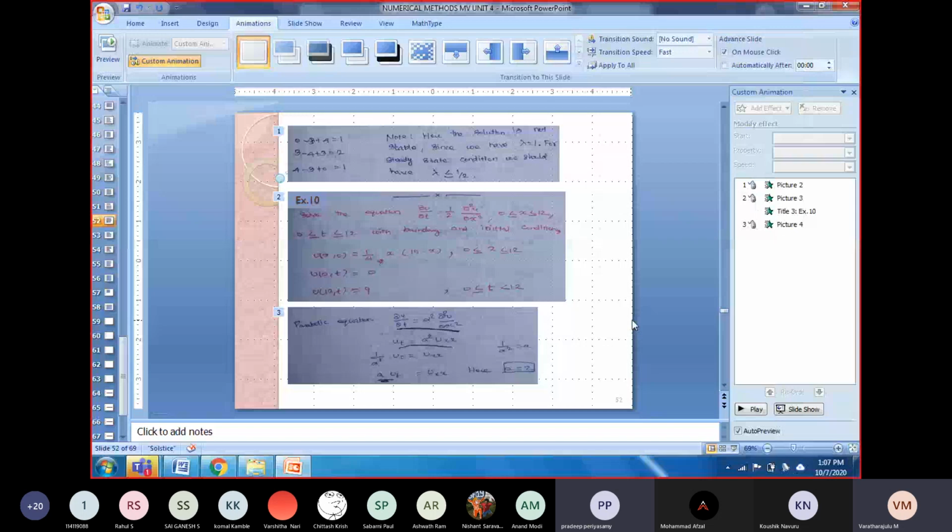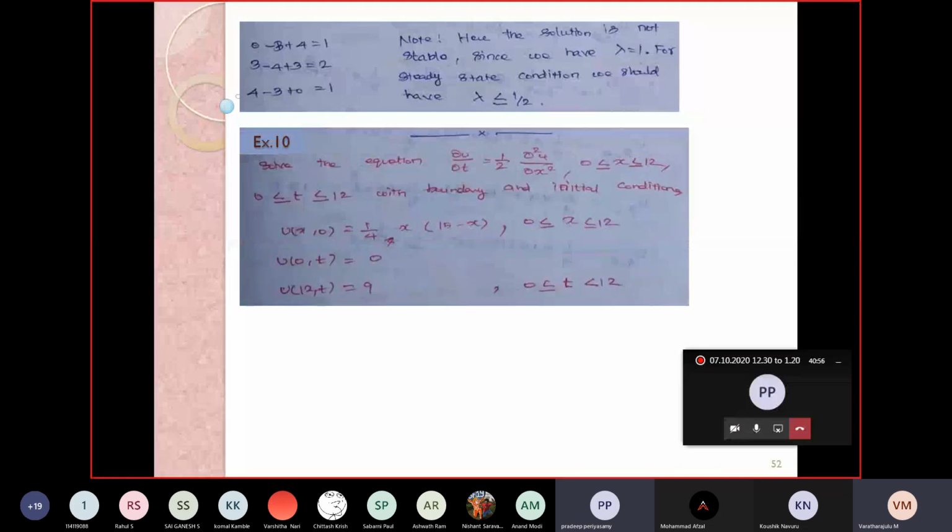Right, we will solve problem number 10. Please take your calculator. Here the solution is not stable, since lambda is equal to 1. For the steady state condition, we need lambda to be less than or equal to 1/2. Please make a note of problem number 10.